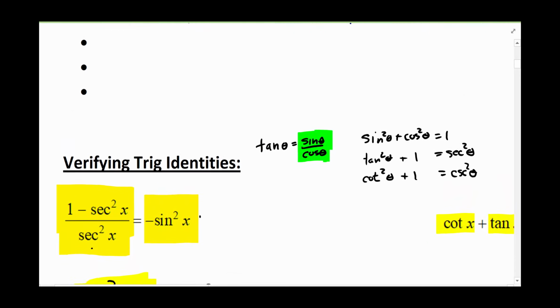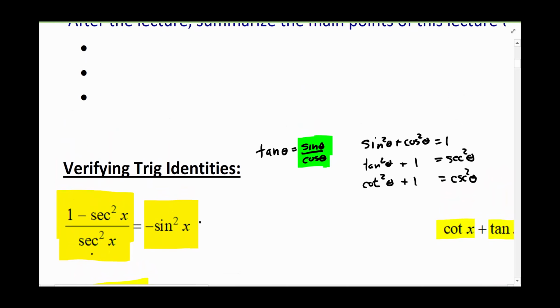So let's get started. Here we have 1 subtract secant squared x over secant squared x is equal to negative sine x. Well, this looks pretty familiar. I have a secant squared x. If I subtract 1 from both sides, secant squared x subtract 1 is equal to tangent squared x. And then I could turn that into that. Ooh, I'd maybe be getting closer.